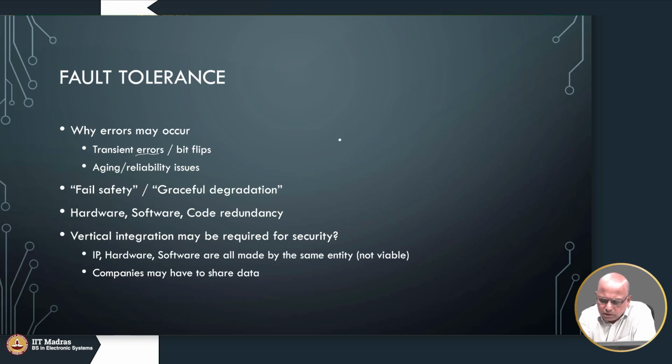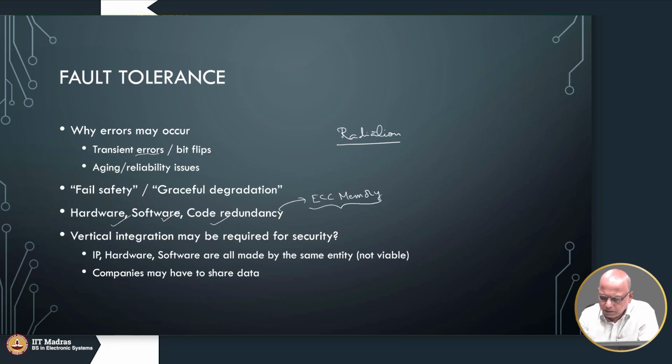This happened because of what is called radiation. Or aging and reliability issues can also cause it. So we ask, even when that occurs, can you remain safe? So people use hardware redundancy, they use software redundancy, they use code redundancy. So the ECC memory is an example of code redundancy.